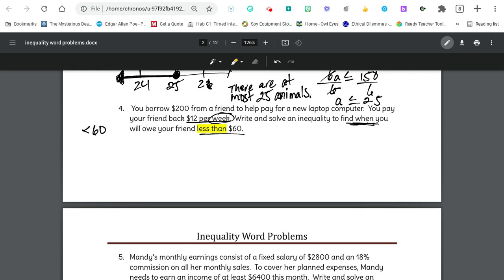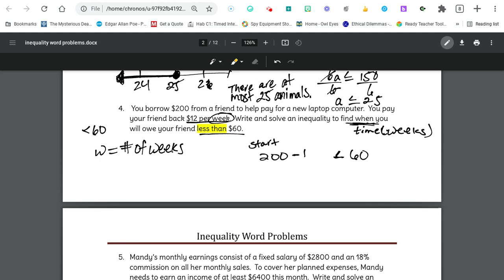So let's do W for number of weeks. When is their time, okay? This time is in terms of weeks, okay? Basically, how many weeks is it going to take you to owe your friend less than $60? All right, so you automatically start with owing them $200. But you're going to take away $12 a week from that. That's basically how you set that up.